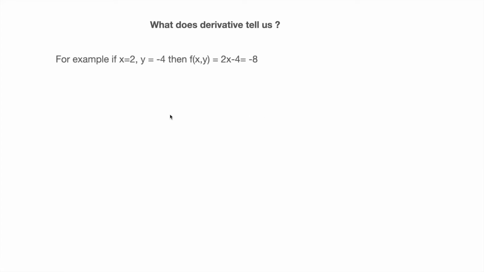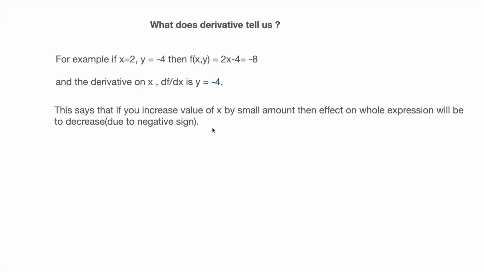Let's take an example. If you had x as 2 and y as -4, then function f of x, y becomes 2 into -4, which is -8. And the derivative on x, which is df by dx, is y, which we have seen in the earlier example. So the derivative of the function with respect to x is y, which is -4, which we have already defined here. Now, if you change the value of x by a small amount, then the total output should change by 4 units, and because we have a negative sign, the output should decrease.